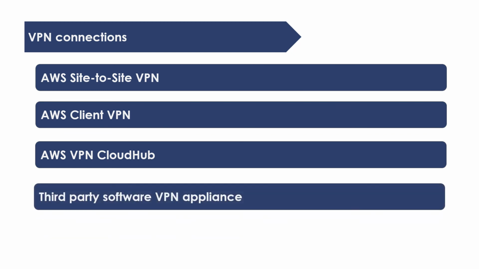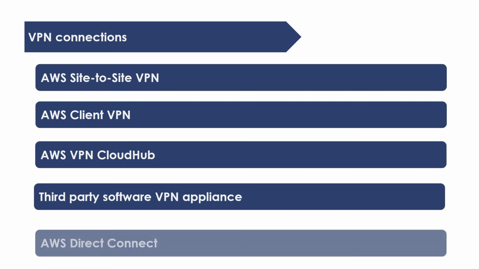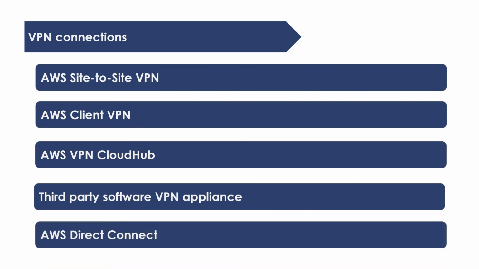Or you can even set up an EC2 instance in your VPC, which runs third-party VPN software. The last option is to set up a Direct Connect, which is a dedicated private connection from the remote network to your VPC. These are the 5 options to connect your VPC with your remote network.